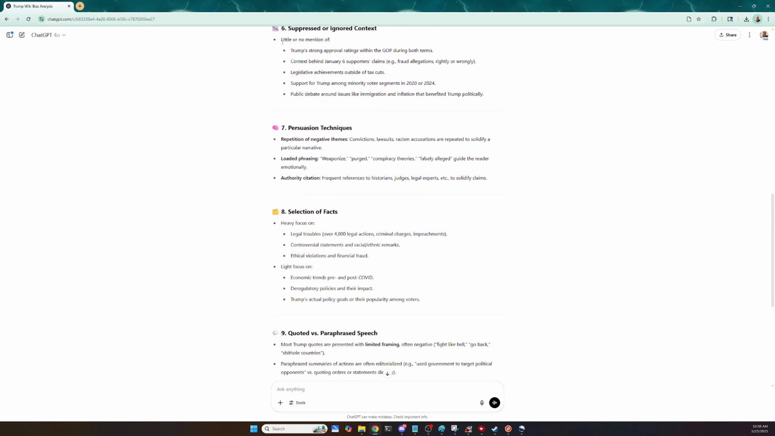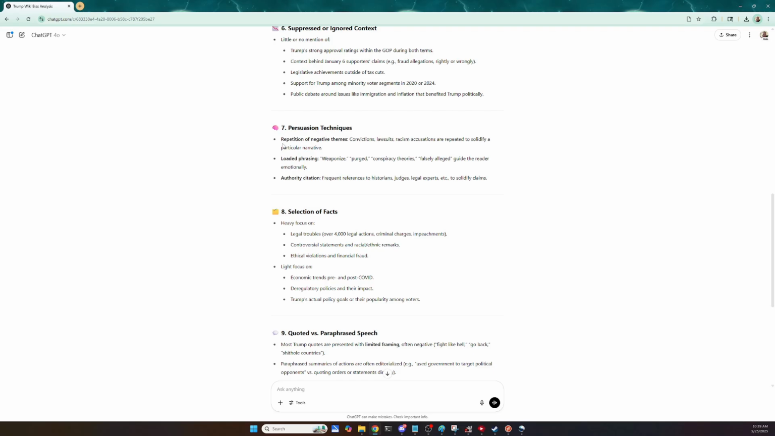Suppressed or ignored context: little or no mention of Trump's strong approval ratings within the GOP during both terms, context behind January 6 supporters' claims, like fraud allegations, rightly or wrongly, legislative achievements outside of tax cuts, support for Trump among minority voter segments in 2020 or 2024, public debate around issues like immigration and inflation that benefited Trump politically.